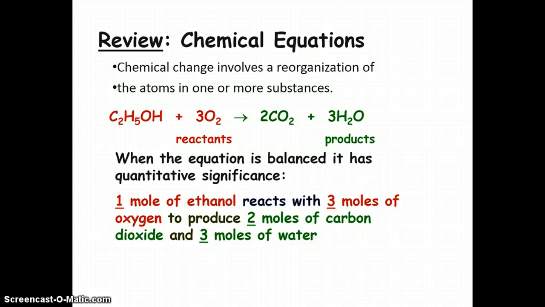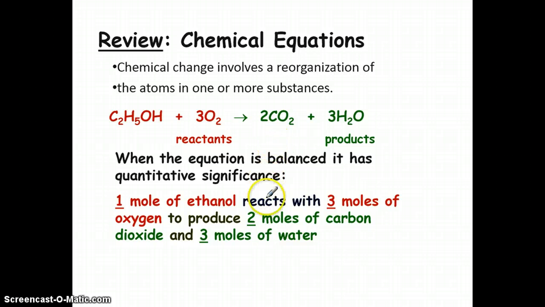All right, a little review. Basically, when you have a chemical change, you have a reorganization of the atoms into one or more different substances. So we always satisfy the law of conservation of mass. The left side of the equation is the reactants, the things that come together in the beginning of the reaction, and what's produced is the products.